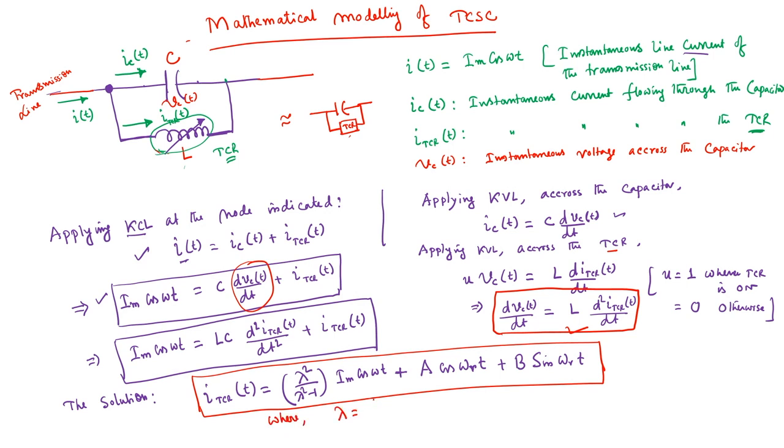Here this λ is the ratio of ω_r to ω, and ω_r is the frequency other than the power frequency, which is the frequency of resonance, as we know. A and B are two arbitrary constants. So, when we have two arbitrary constants like this, we need to find the expressions of A and B, which we will determine by applying the boundary conditions, similar to what we did before also.